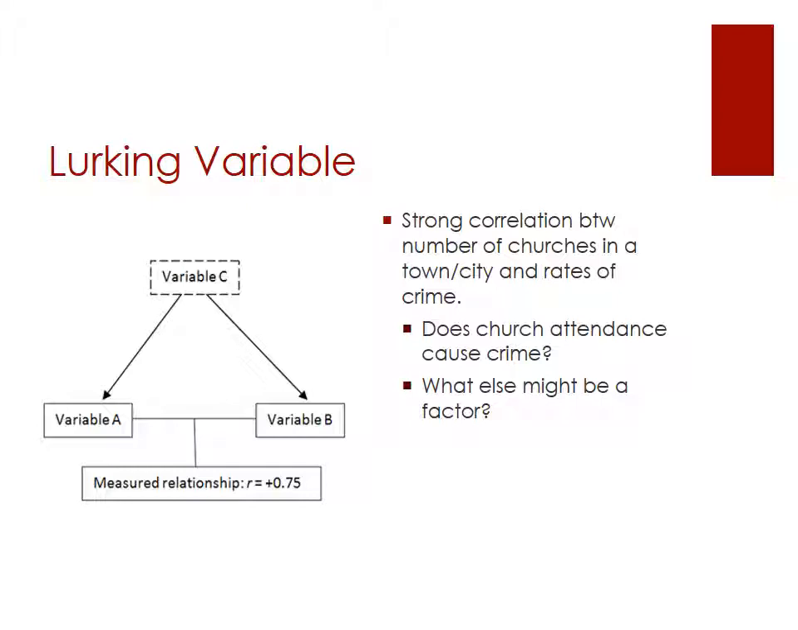Well, what would be driving both of them would actually be an increase in population. So as more people are living in a town or city, you have more churches being built. You also have more people that are criminals. So this is an important thing when we're looking at variable C in this particular example, which would be increasing population rate, which is driving both variable A, the number of churches being built, and variable B, the rates of crime.